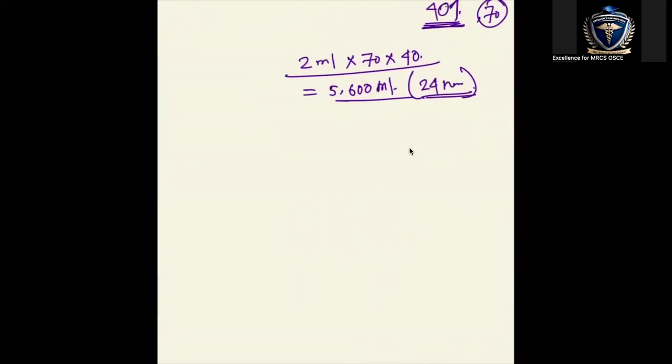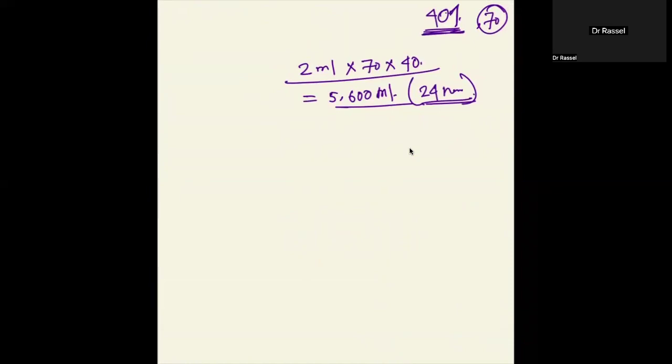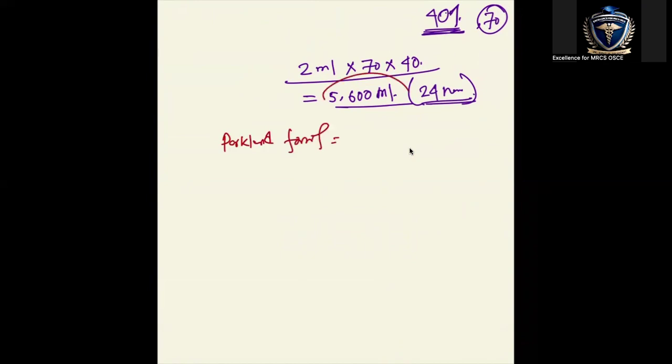Parkland formula. First 8 hours, half. What is the formula? Parkland formula. You will have to divide this portion into 3 ways, over 24 hours.